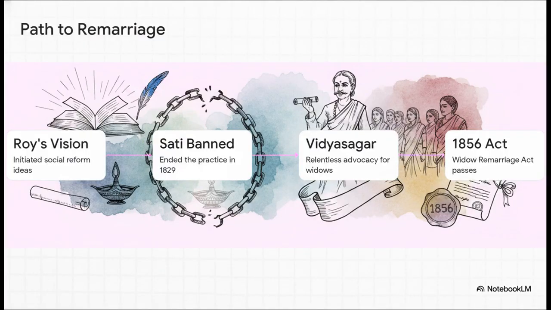And this brings us to a beautiful example of passing the baton in history. Ram Mohan Roy had sparked the initial vision, which led directly to the ban on sati. But to solve this huge subsequent crisis of destitute widows, reformer Ishwar Chandra Vidyasagar took the baton. He realized that widow remarriage was the logical consequence of the sati ban. You literally can't have one without the other. His relentless advocacy ultimately culminated in the passing of the historic Hindu Widow Remarriage Act of 1856, providing a completely crucial legal lifeline to thousands of women.